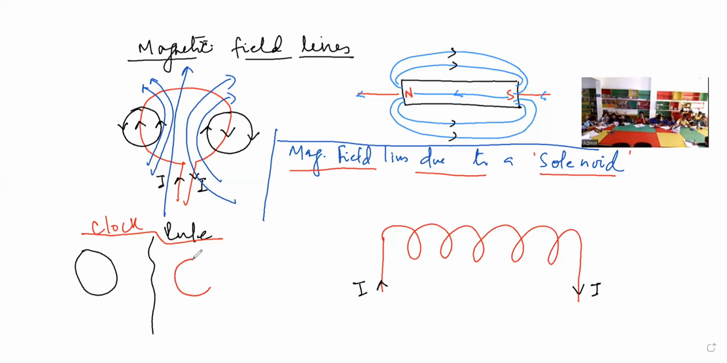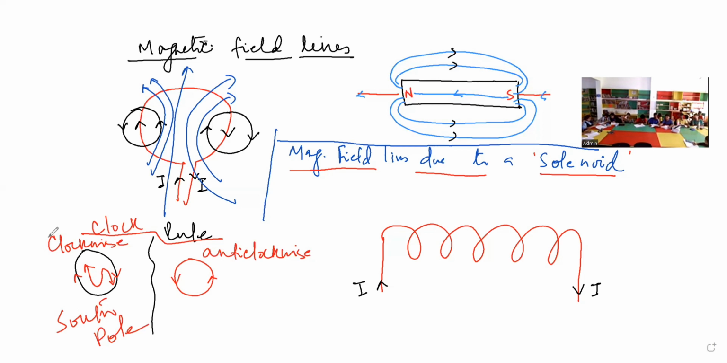So let's say there are two loops. In the first loop, current is clockwise, and in the second loop, let's say current is anti-clockwise. Clockwise and anti-clockwise, hope you understand. Now in both the loops we try to write something along the arrow, and on the left side we find something like S. That S is lying down. S for South Pole.